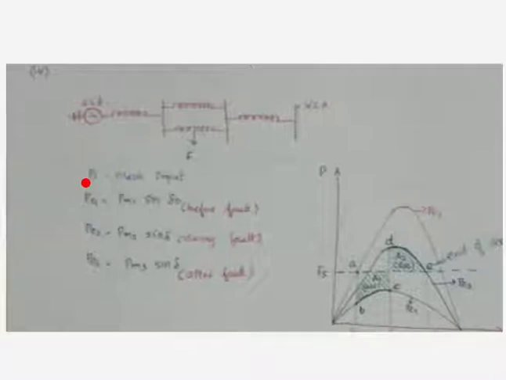lines, right? So let's assume PS is the initial mechanical input. The mechanical input of the system does not change. That's what we are assuming at this point. So PE1, what is PE1? PE1 is the power that was transferred. So this is the curve. Why do we have three curves? Because in each situation the network is different, right?